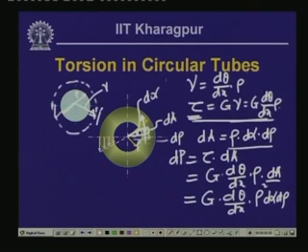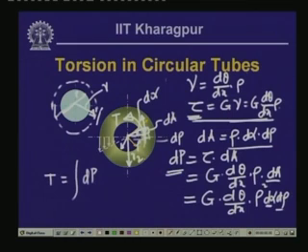Now, the twisting moment that will be acting on this particular section, this is T, will be resisted by the whole cross section, the integral of dP. So, twisting moment T is equal to integral dP. Here we have two variables, one is alpha, another is rho. Alpha varies from 0 to 2 pi and rho varies from R1 to R2, where R2 is the outer radius and R1 is the inner radius.